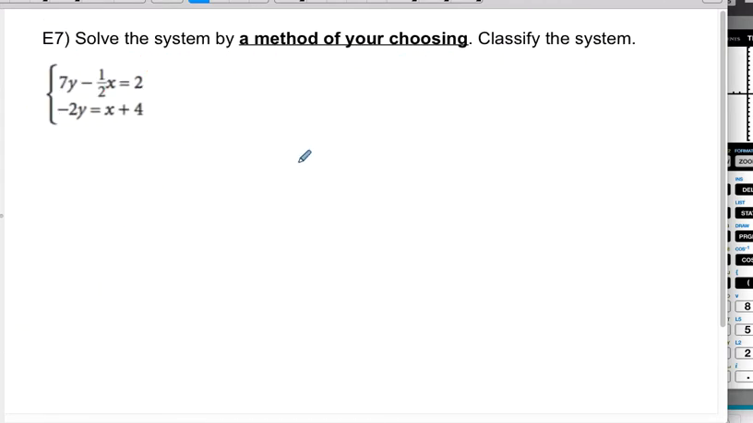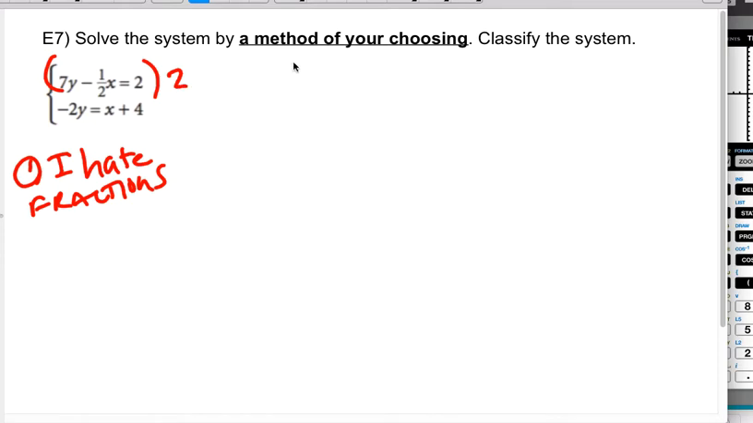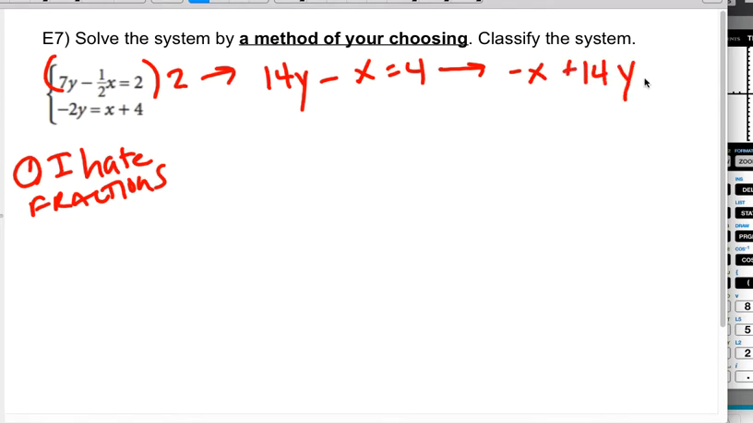Cool, so we're going to solve a system by a method of our choosing. This one's kind of ugly, right? There's a lot going on here. So I'm going to suggest a couple things. Number one, I hate fractions. Not as much as I hate ugly decimals, but I think we all hate fractions. So if I just start by multiplying this thing by 2, I'm going to end up getting 14y minus x equals 4. Hey, no more fractions, right? And then I'm going to go one step further and put this in the order that we're used to seeing it. You don't really have to, but it's more comfortable.